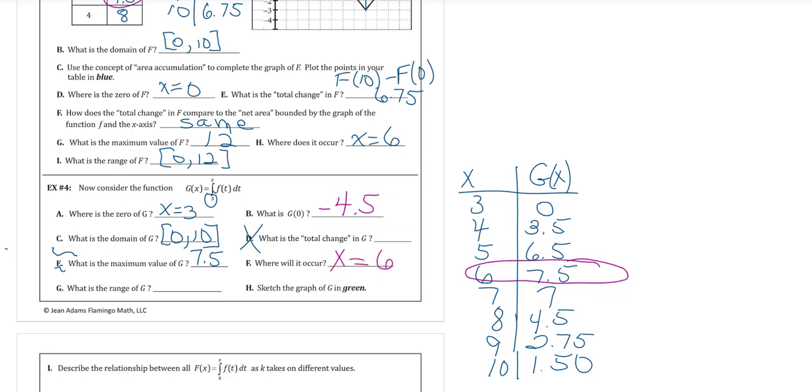So what is the range? And we can see, really, it looks like 0 to 7.5, but don't forget, we can work backwards, and we know that at 0, our y value is negative 4.5. So our range is going to be from negative 4.5 to 7.5.